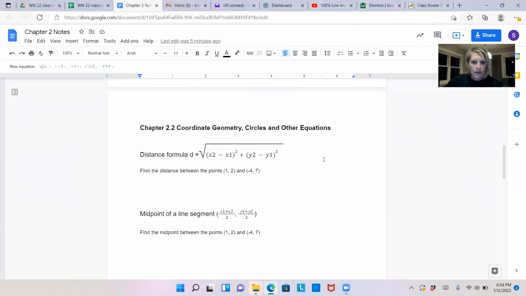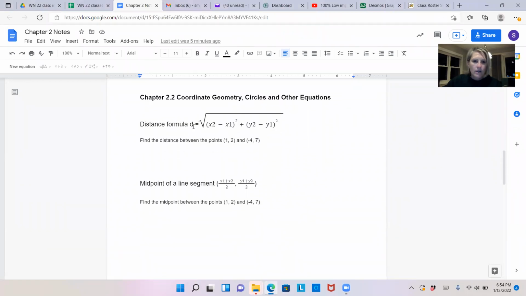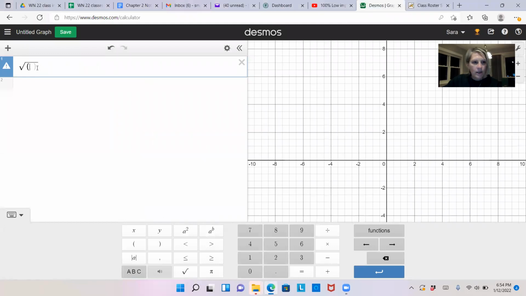And you can see here in the notes that I have, here's our distance formula. It's found by taking the square root of the difference between your x coordinates squared plus the difference of your y coordinates squared. So let's look at that one first here in Desmos.